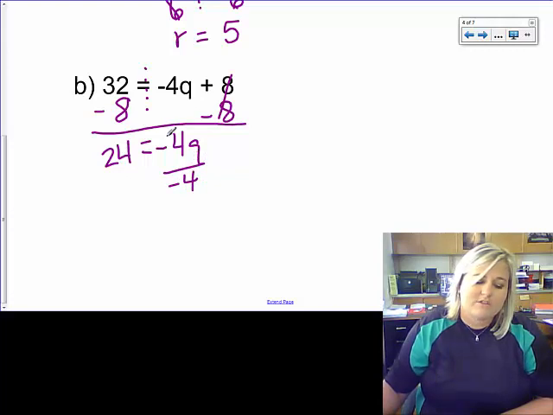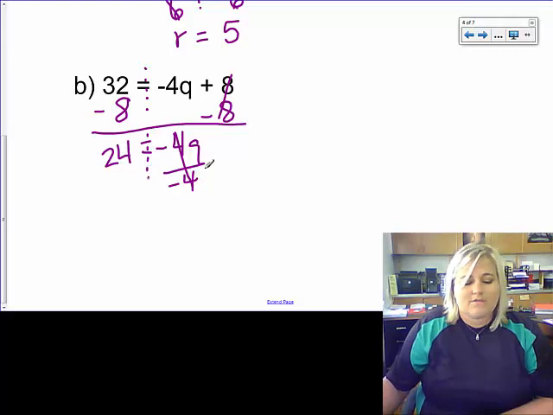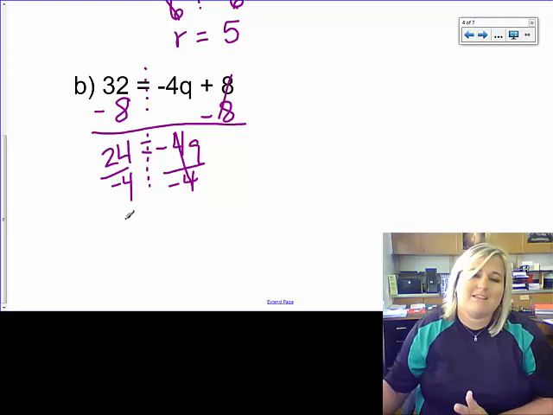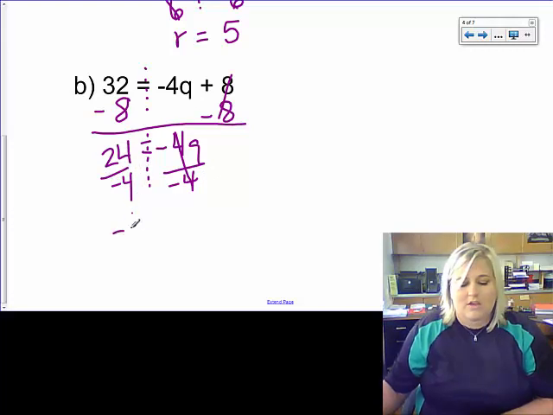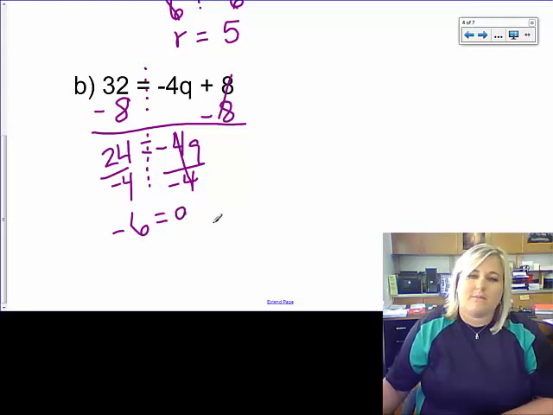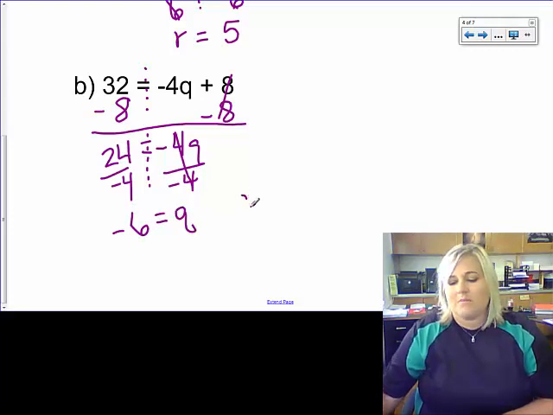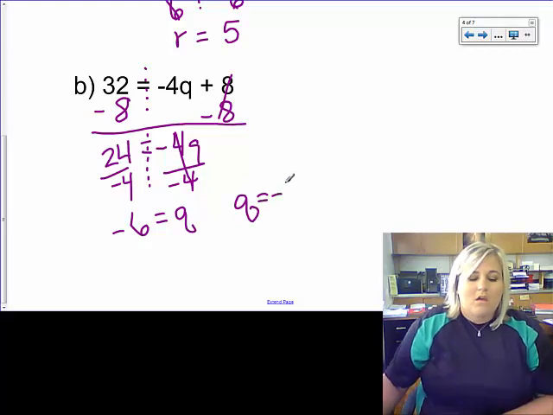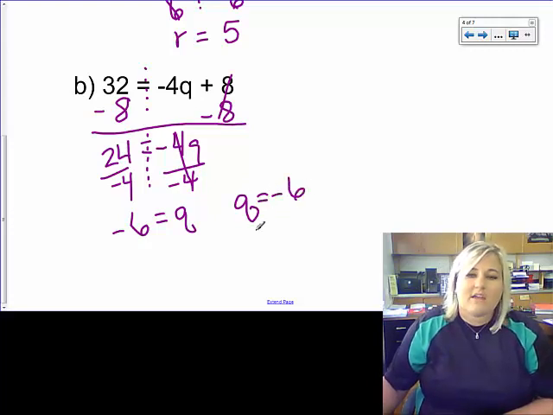So -4 over -4 is going to cancel, and that's what I've done to the right hand side. I must also do to the left, so I'm doing the exact same thing. So 24 divided by -4 is going to give me -6, and I'm left with q. So to be technically correct, we should probably say q equals -6. To check that, we just have to plug it back in and solve. We're going to keep moving though.